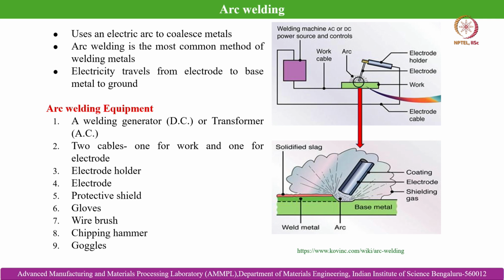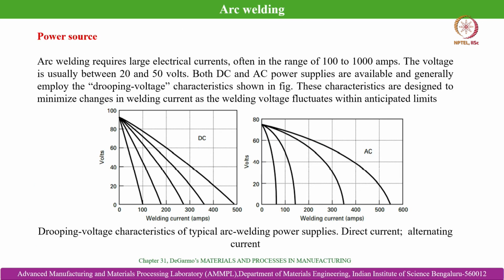But of course there are some shielding protection gases that we use, but generally they are inert gases and not fuel gases, which can cause severe environmental hazards. These are basically the arc welding equipment that you can see in this schematic, which are marked. It includes the electrode holder, electrode, wire brush, gloves, goggles, etc., and the power source.